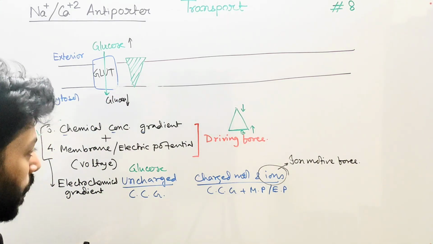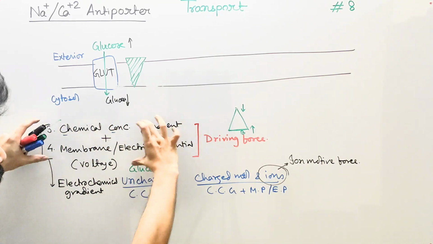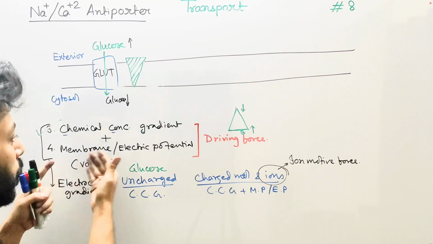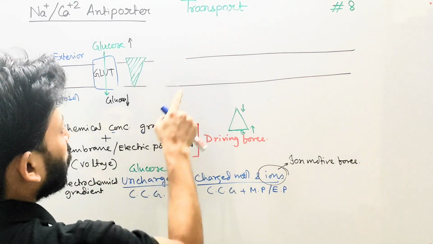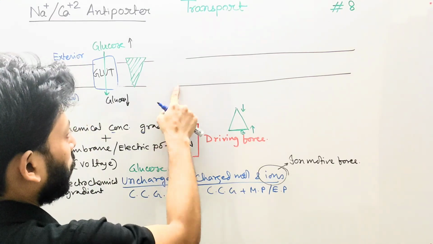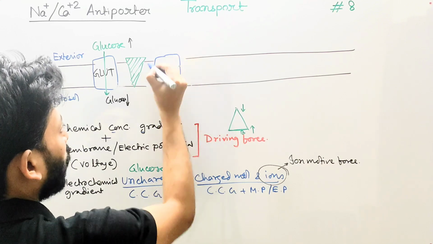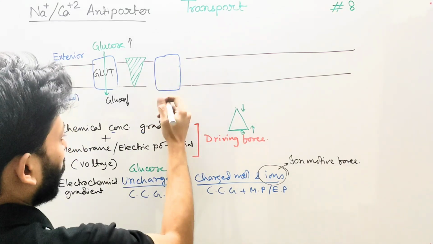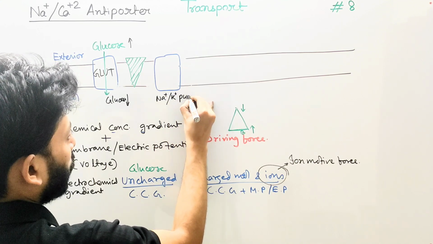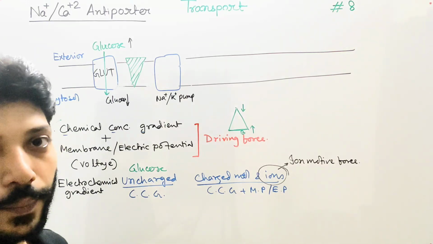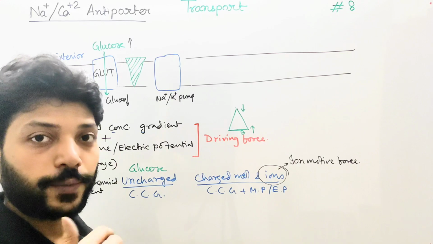Now let me explain what membrane or electric potential is and how it works. Basically these two factors work together. So how is this membrane or electric potential generated? There are two transport proteins responsible for the generation of membrane or electric potential. One is a pump called the sodium potassium pump. This pump falls under the ATP driven pumps.